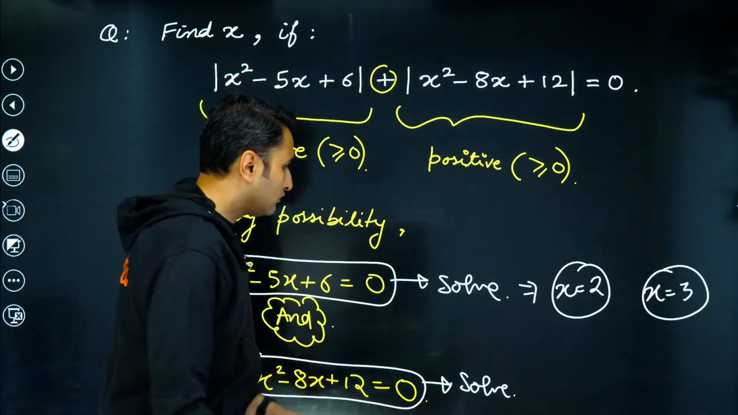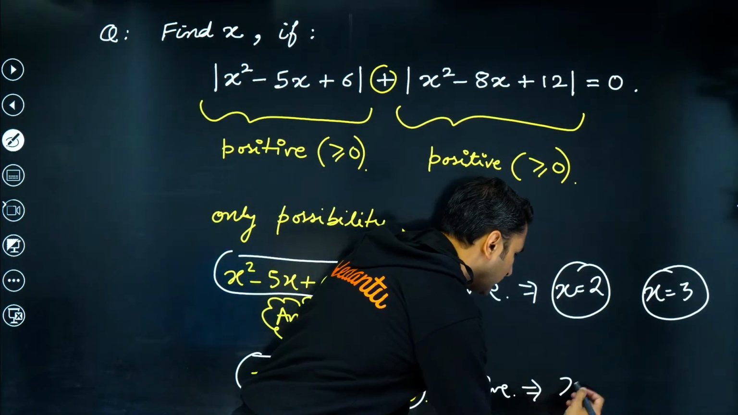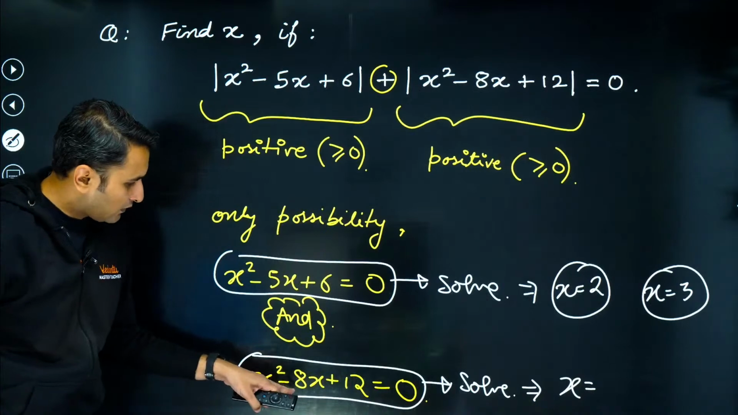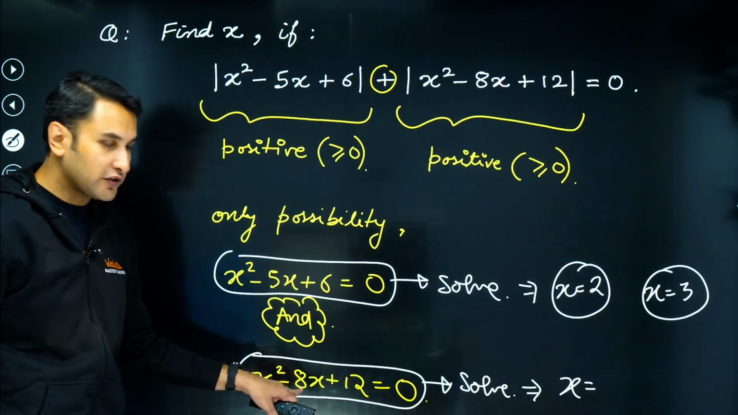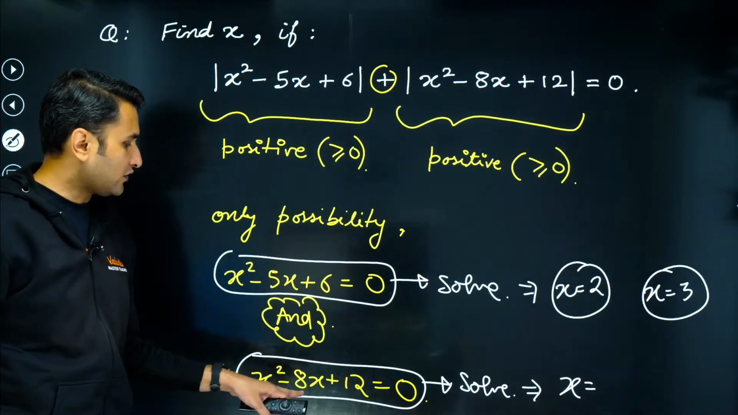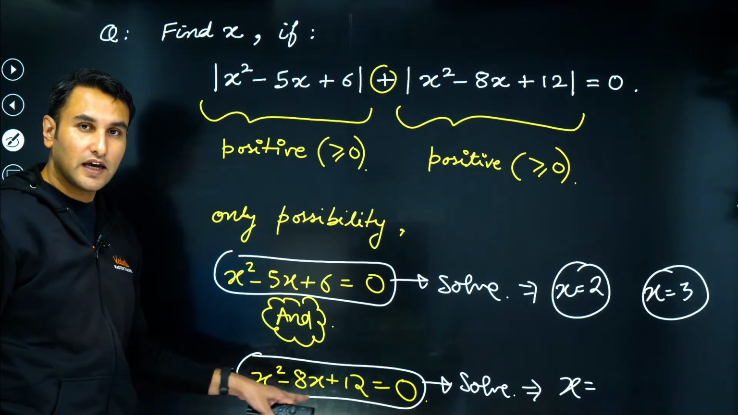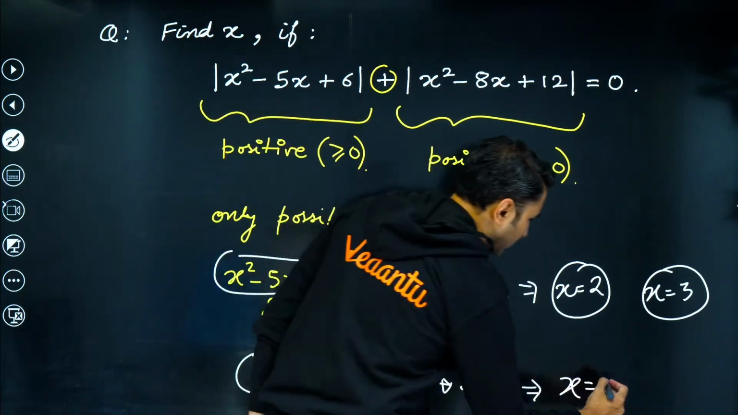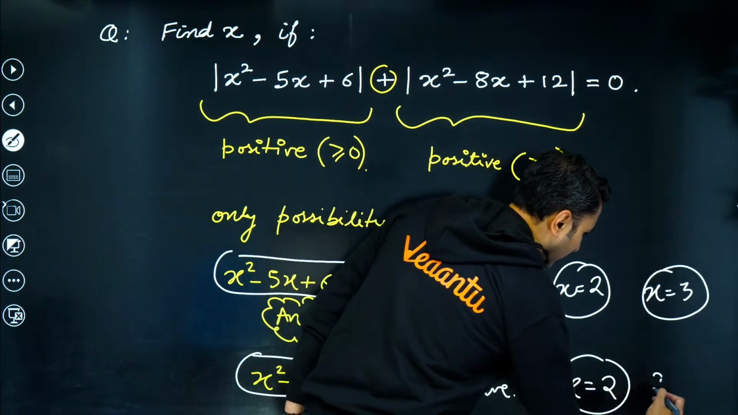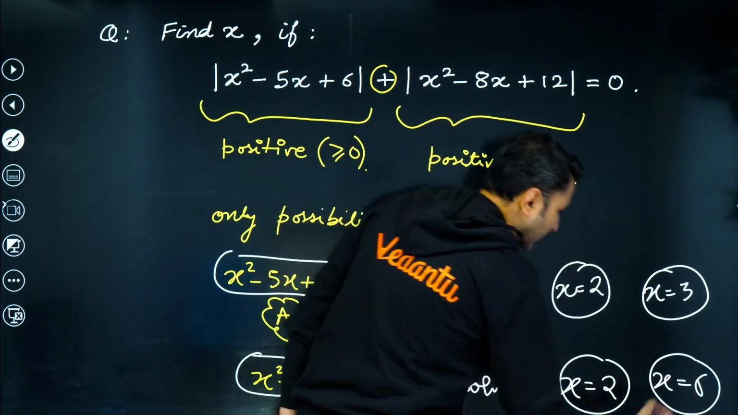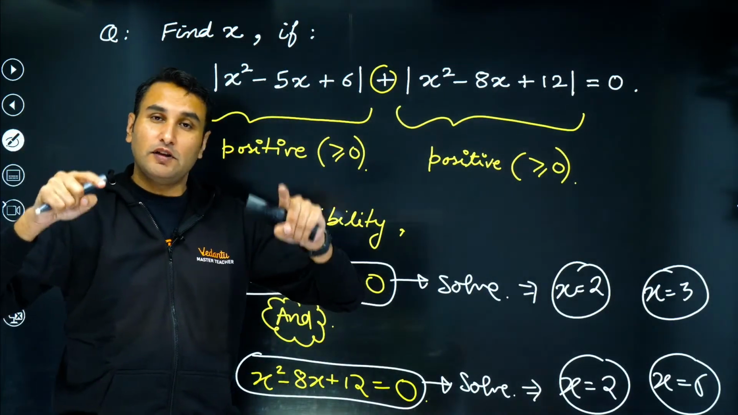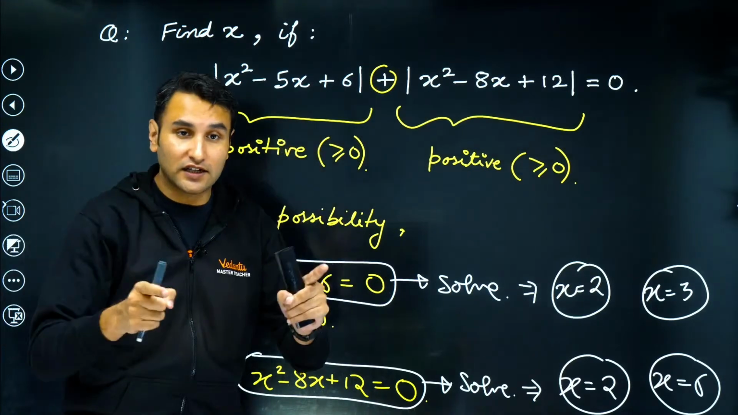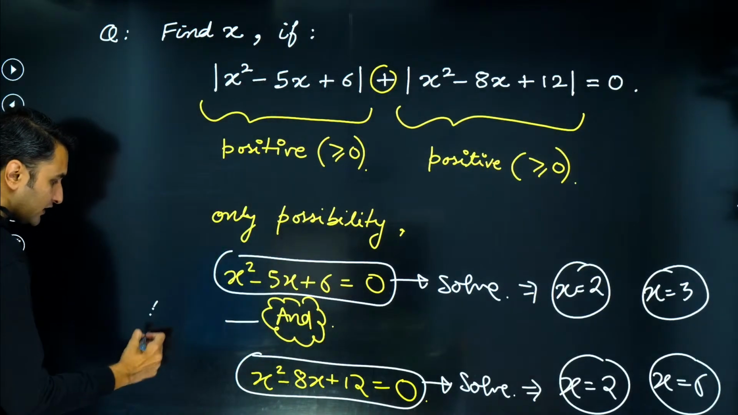And here what is the value of x? So this is minus 8, 12. 12 is 6 into 2, 12, 6 plus 2, 8. Right, so it will factorize as x minus 6, x minus 2. So solutions are x equal to 2 and x equal to 6. Can you tell me what is that value of x when both are 0 together? Remember I have used the word and here, and.